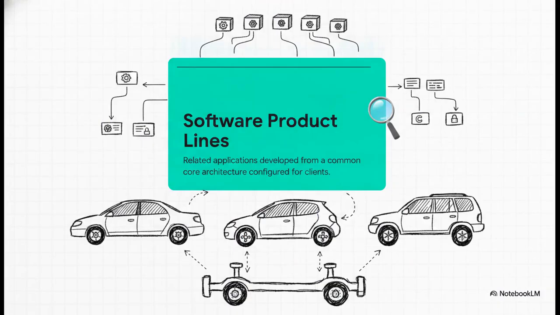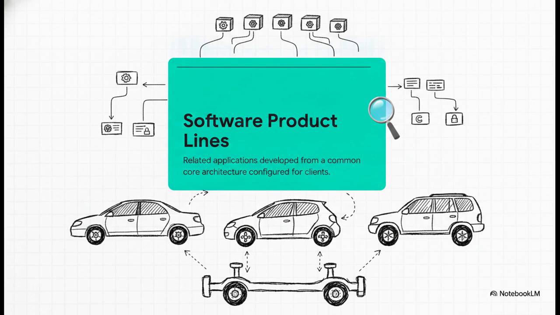Next up, we discussed software product lines. This is where an application type is generalized around a common core architecture. Basically, the vendor has a base application and they customize and configure it to create related applications for specific different clients. It's kind of like a car manufacturer using the exact same base chassis to build a sedan, a hatchback, and an SUV.